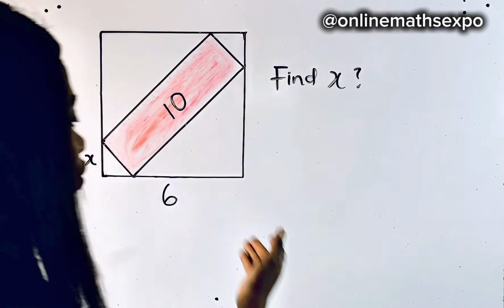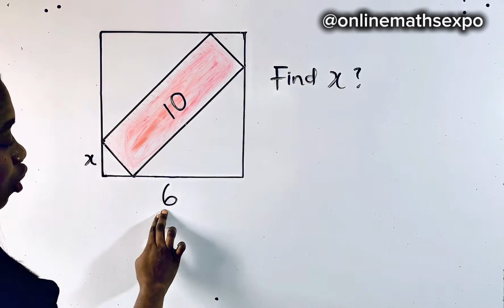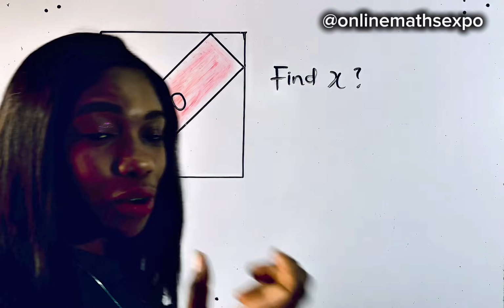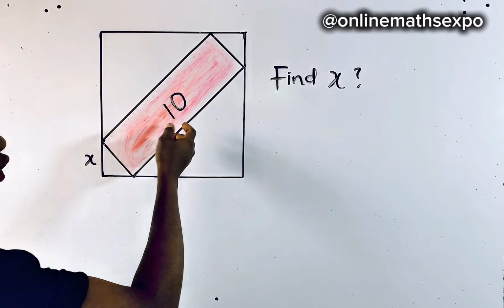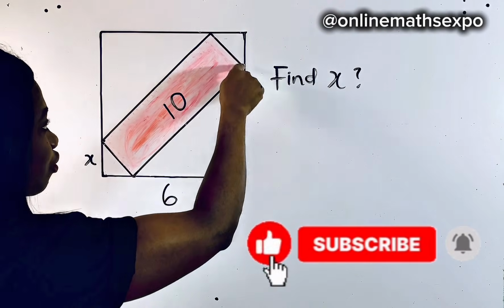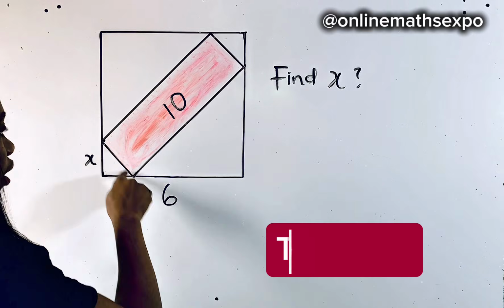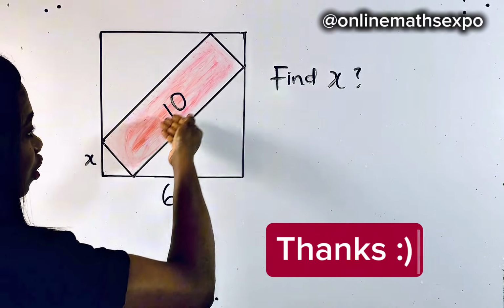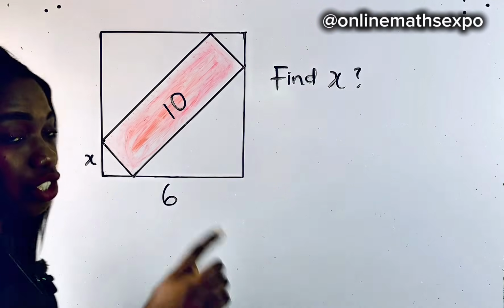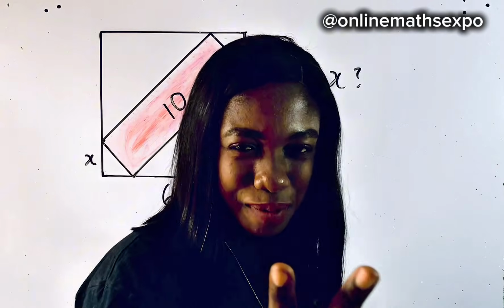We are given a square. The length of the square measures 6 units, and inscribed is a rectangle such that the vertices of this rectangle are touching each side of the square. The area of the rectangle is 10 square units, and this rectangle has two lines of symmetry.